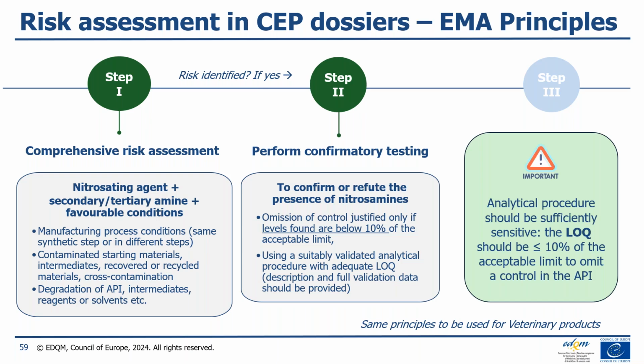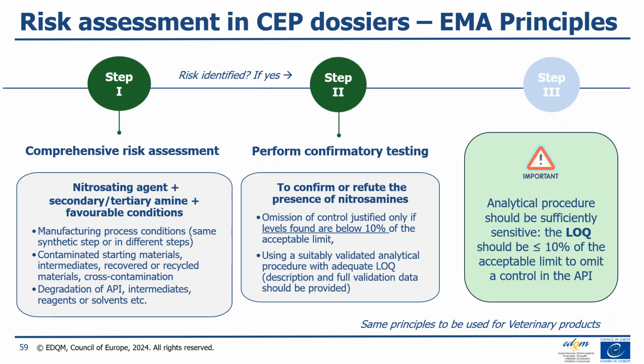Please note that the omission of a control can be justified only if the levels are found below 10% of the acceptable limit. And this testing should be performed using suitably validated procedures with a relevant limit of quantification. And again, here the description and full validation data should be provided. I also would like to highlight that the analytical procedure really should be sufficiently sensitive, which means that the limit of quantification should be at or below 10% of the limit in order for us to consider the omission of a control to be justified.